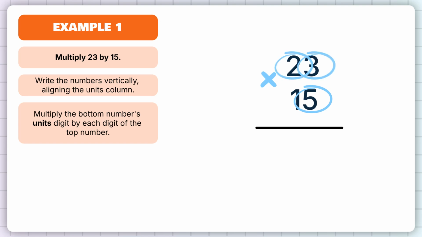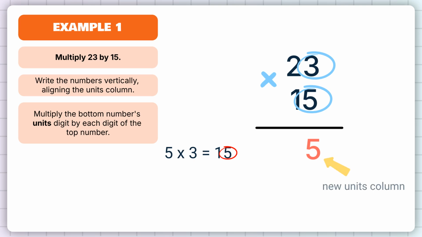5 multiplied by 3 is equal to 15. So we note the 5, the units value of 15, in our new units column, and carry the 1, the tens value of 15.